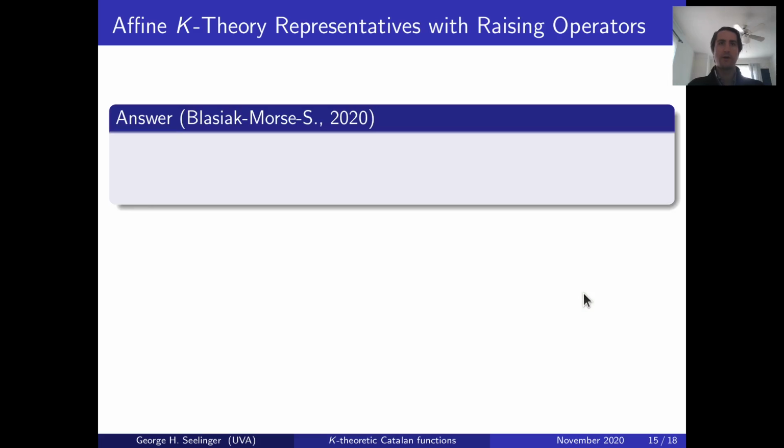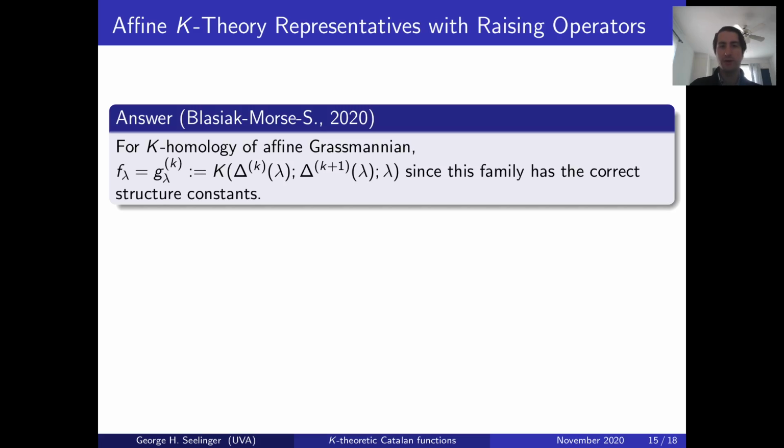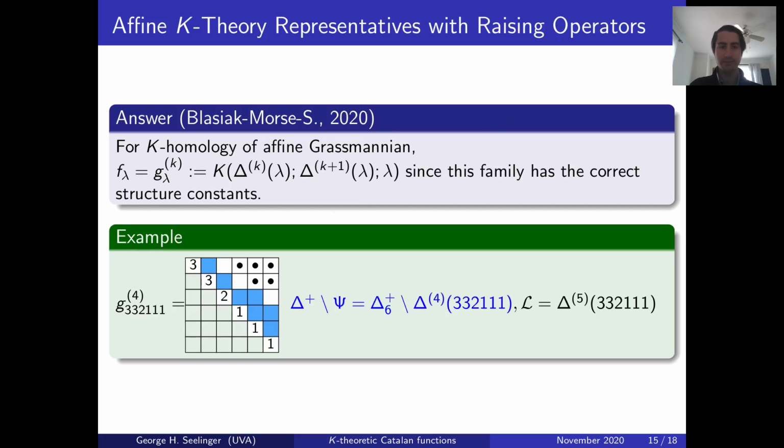So now with this general tool of a K-theoretic Catalan function, we're able to provide a direct formulation for the K-theoretic K-Schur functions. So for the K-homology of the affine Grassmannian, we take the K-theoretic Catalan function with the raising ideal given by a K-Schur function and the lowering ideal given by a K+1 Schur function, and we show that this has the correct structure constants. So just an example of what these look like.